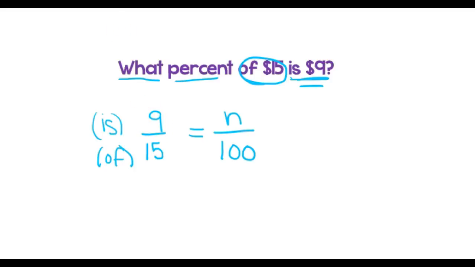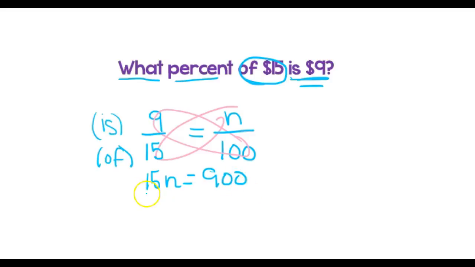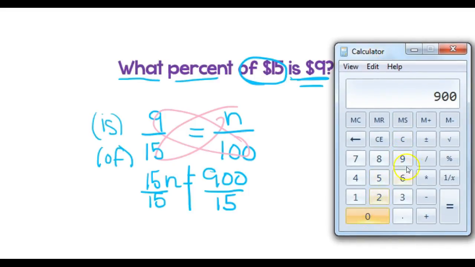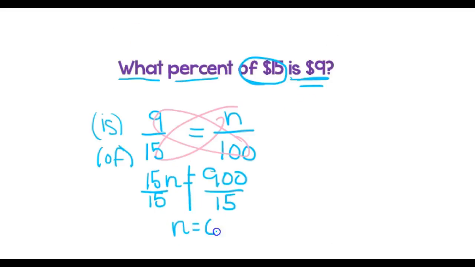Now that we have our proportion, we know that we can cross multiply here. We're going to get 15n is equal to 900. To solve for n, we're going to divide, draw our line, we're going to divide by 15 on both sides. You may use a calculator here for this. If we plug in 900 divided by 15, we're going to get 60. So our answer here, n is equal to 60. We're going to go back up and read the problem. What percent of 15 is $9? So our answer is 60%.